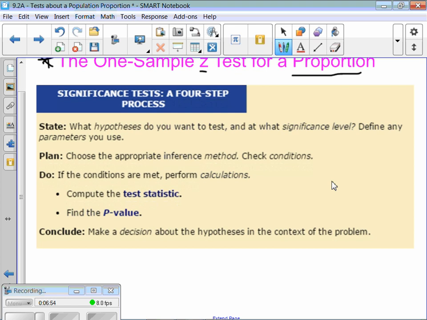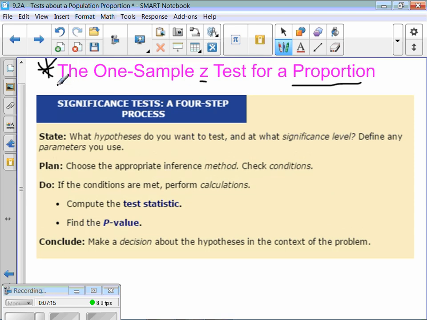So we're going to start doing the four-step process: state, plan, do, conclude. For state, you always want to state your hypothesis and the significance level and define your parameters. So write this down: hypothesis, significance level, and parameters. For the plan part, you're going to choose the appropriate inference method. That means you're going to write, I'm going to do a one-sample z-test for proportions. That's your inference method. And then in the plan, you need to check conditions. Is it random, 10% rule, and large counts?